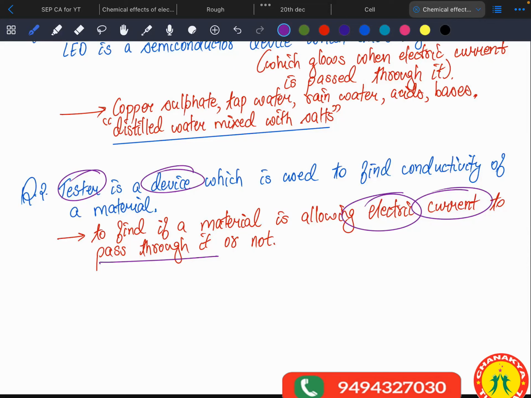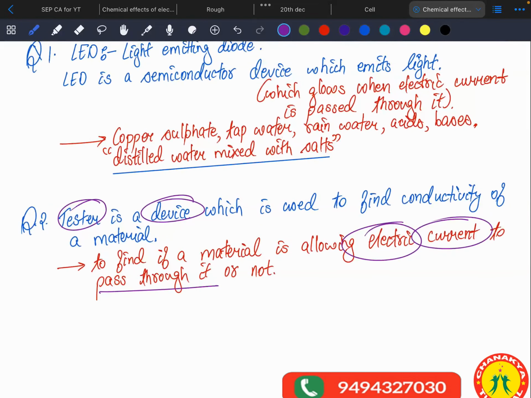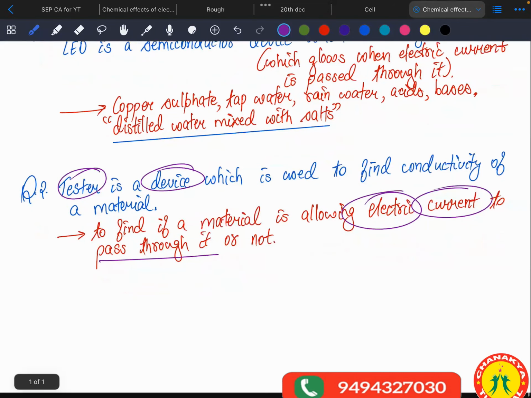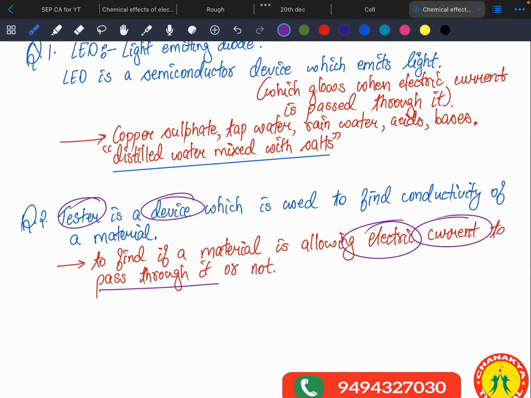Okay, correct. You can say that we use a magnetic compass, a magnetic needle in a tester instead of a bulb, in that circuit, and we put that circuit in a material in which we want to see if that material is conducting or not. If that material is conducting, then it will allow electric current to pass through it, and we will see a deflection in the magnetic compass. And if it is an insulator, if it does not allow electric current to pass through it, then the magnetic needle will not deflect. So you have given a very perfect definition. Okay, so that will work if you write it in your exam.